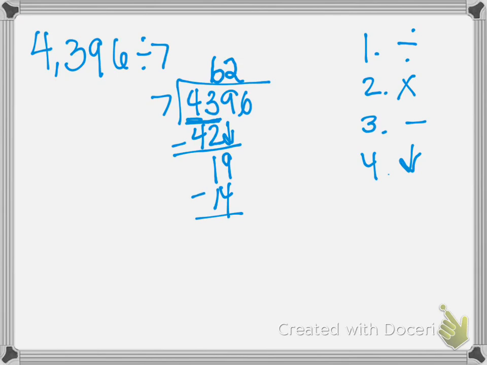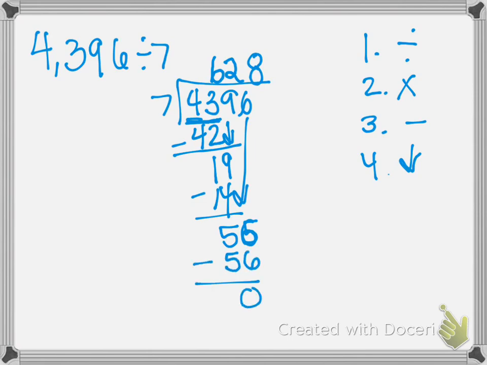Now I'm on subtraction, and now I'm on bring down. 56. Whoop, 56. So I'm going to think, how many times does 7 go into 56? Well, I know that 56 divided by 7 is 8. And 8 times 7 is 56. Get a 0. So now we're going to check our work. We have nothing else to bring down, so we're done.